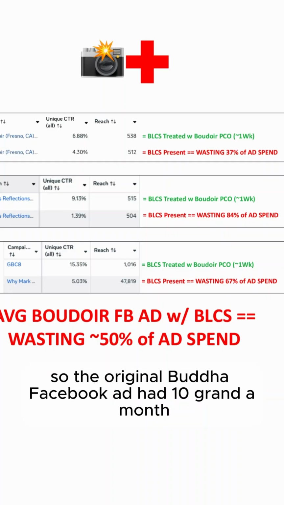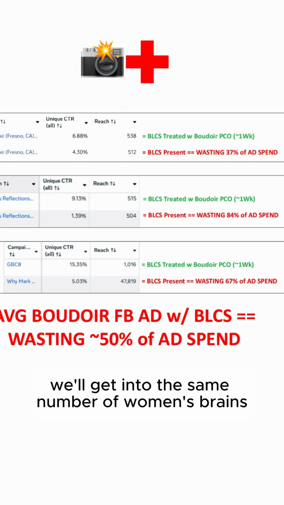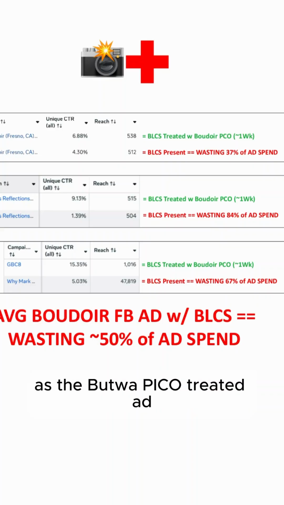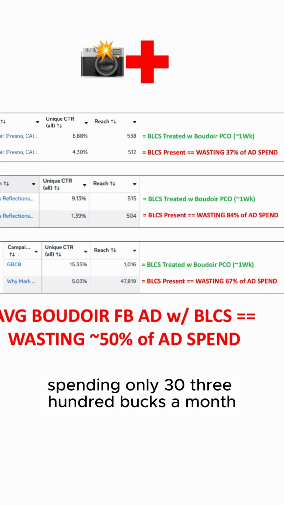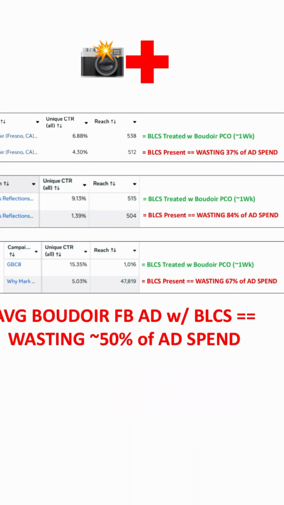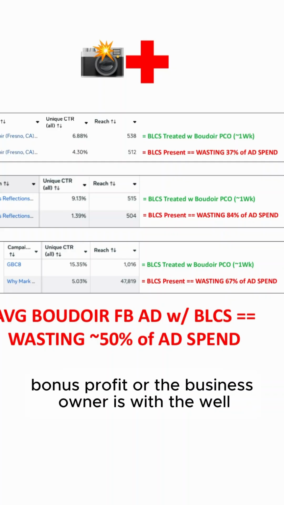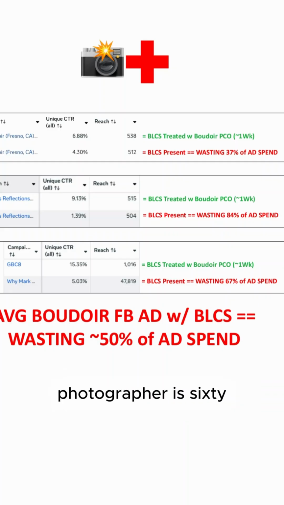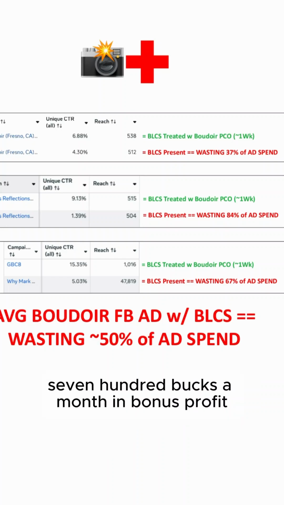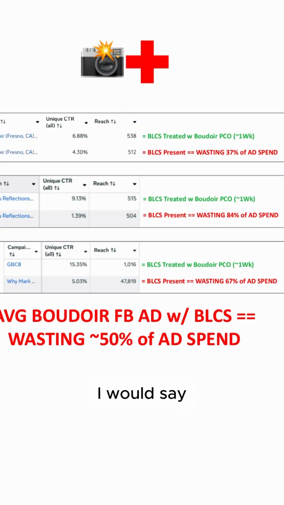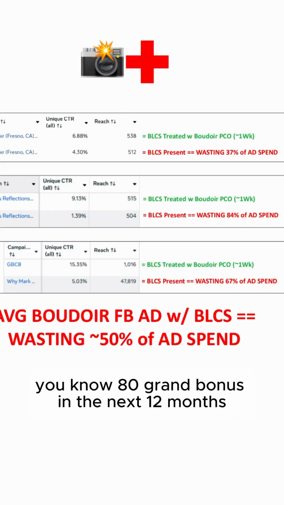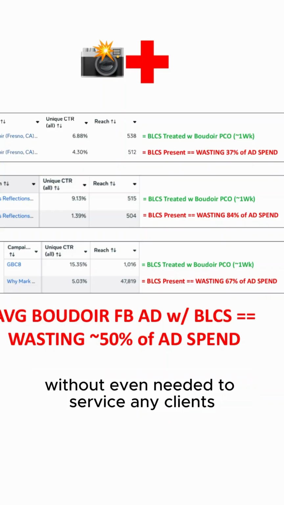So the original Boudoir Facebook ad had 10 grand a month. We'll get into the same number of women's brands as the Boudoir Pico treated ad, spending only $3,300 a month. So that whole difference, we're pocketing that difference as a bonus profit, or the business owner is, the boudoir photographer, $6,700 a month in bonus profit by simply not spending that money. I would say, 80 grand bonus in the next 12 months. So insanely good without even needing to service any clients.